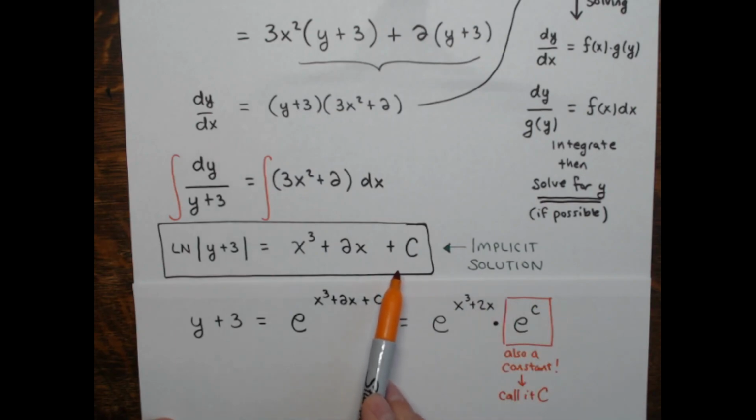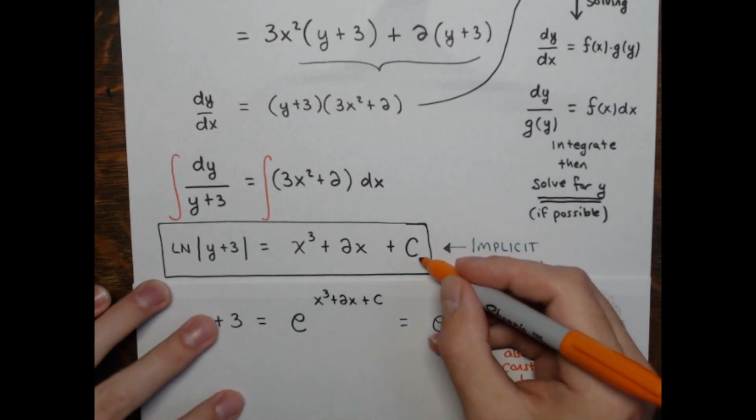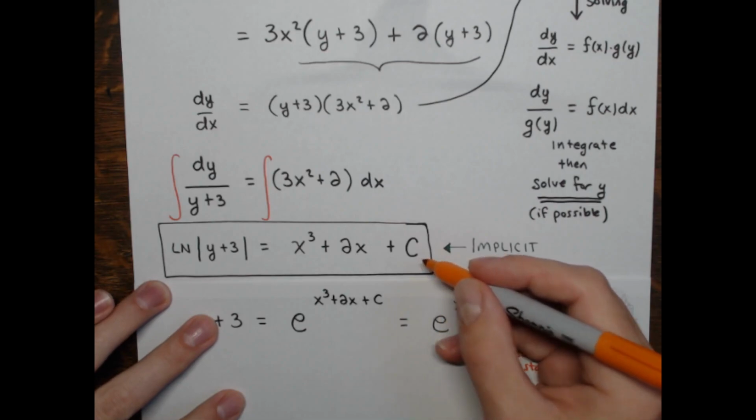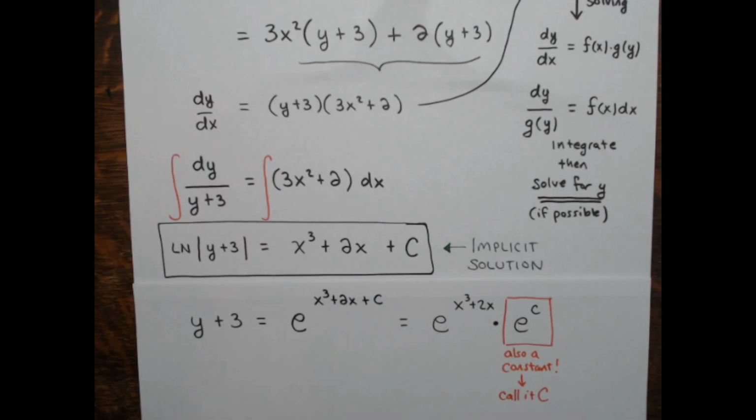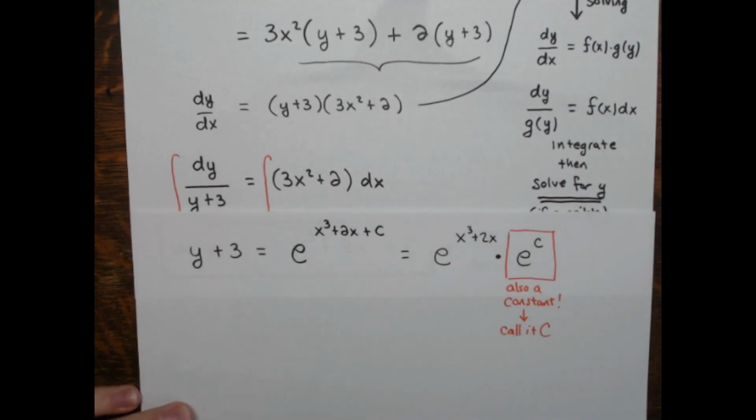Now be careful. I'm going to replace this e to the c with c, but the c is not the same c as the first one. So you might even call this first one C1 and the next one C2. But they only ask us in the question to use this plain old C to represent any constant.